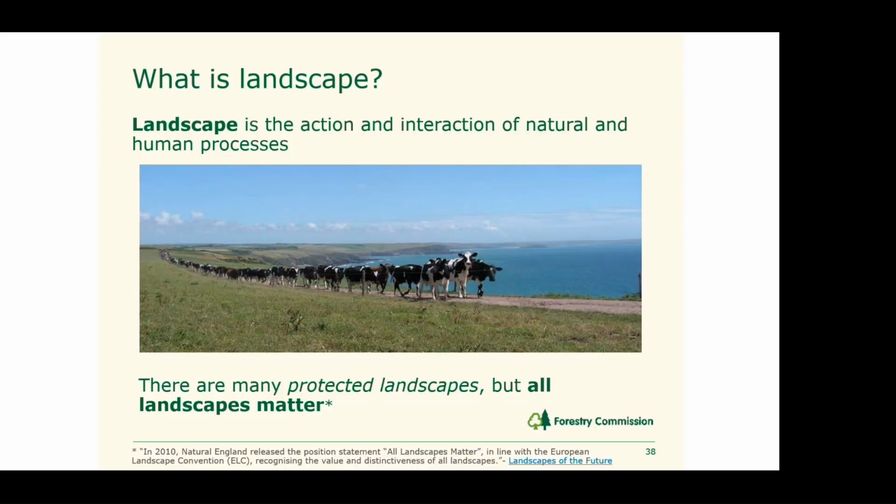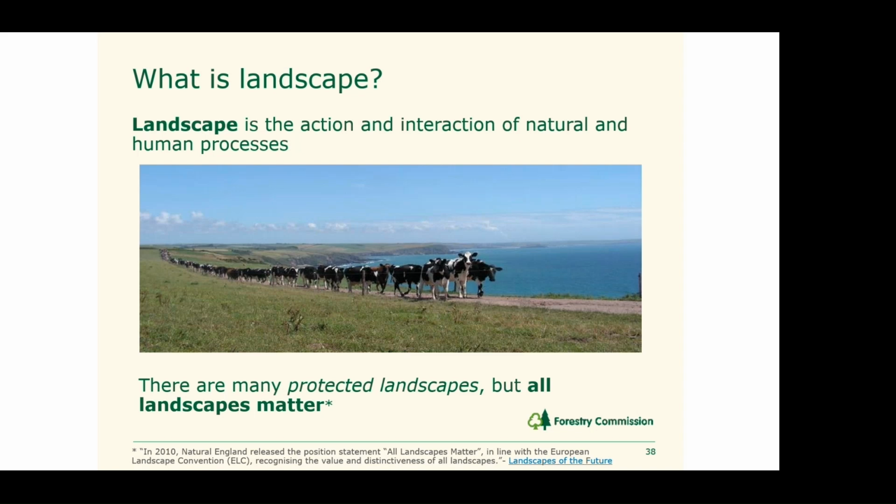We've already talked about what is landscape. Essentially it covers most things. It's the action and interaction between natural and human processes. So it would go right to the middle of cities, to the uplands and everything in between.